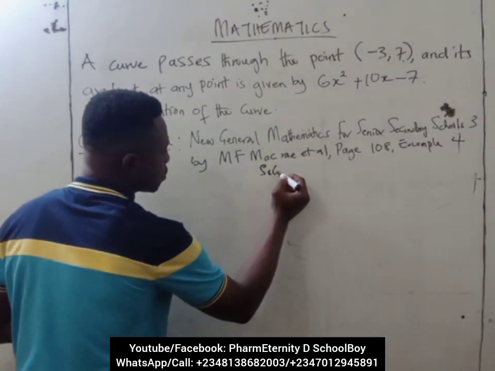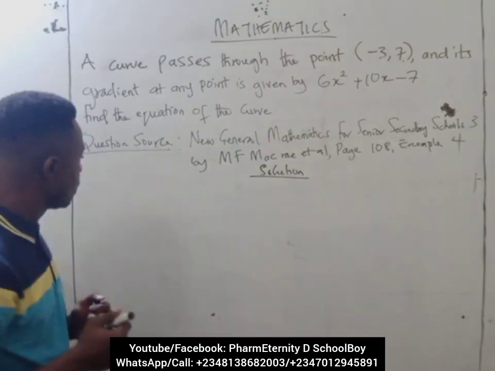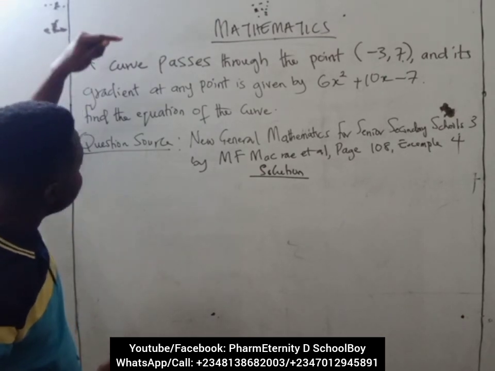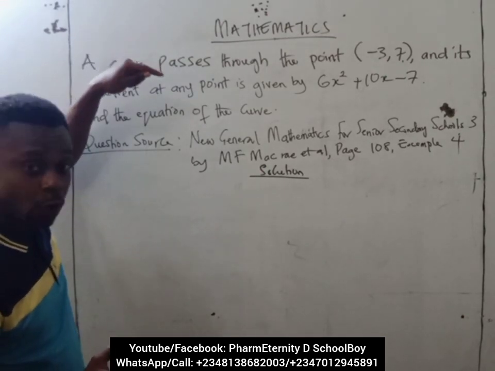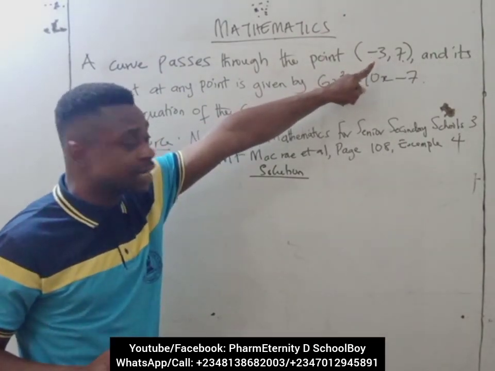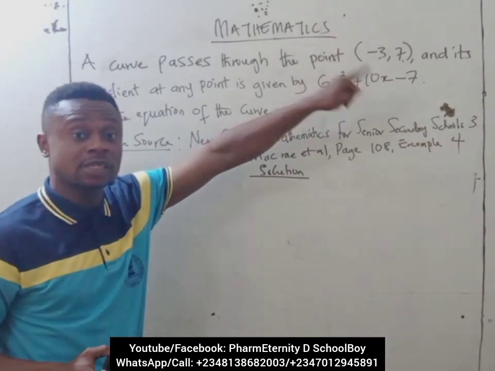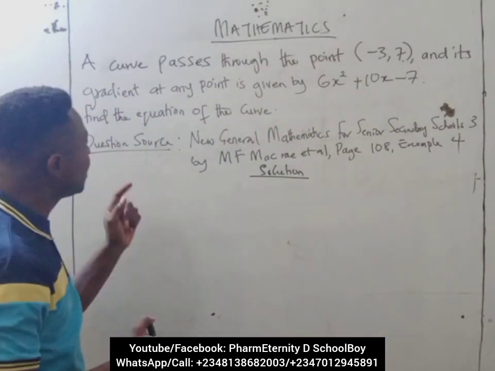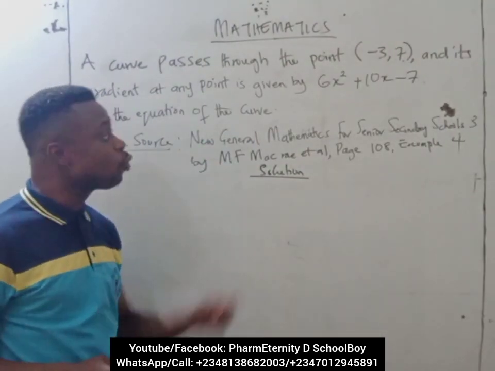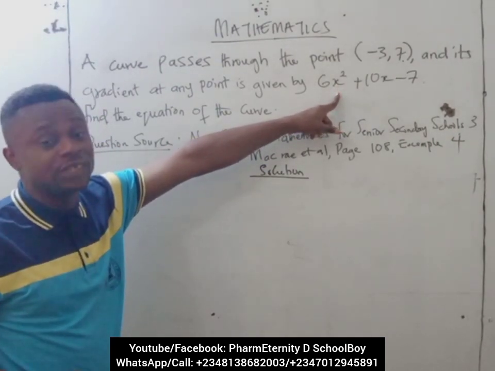Solution. The question says there's a curve, and the curve passes through the point with coordinates (-3, 7). That is, x is -3 and y is 7. But it has a gradient. The gradient is 6x squared plus 10x minus 7. So we need to find the equation of this curve.